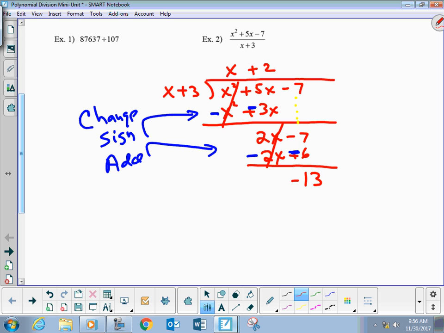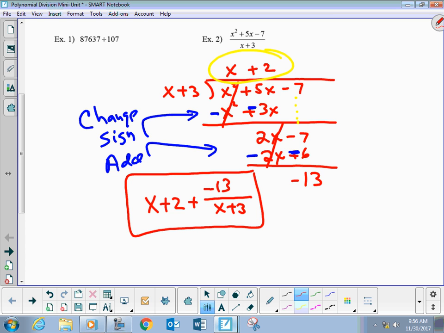Now, how do I write a final answer here? My final answer from this division is x plus 2. That is what is up here above the line. Now, I'm going to do plus minus 13 over x plus 3. If you do it with a plus, then it doesn't matter what sign the remainder comes out. So I've taken what was left and I've written it as a fraction again. Okay?